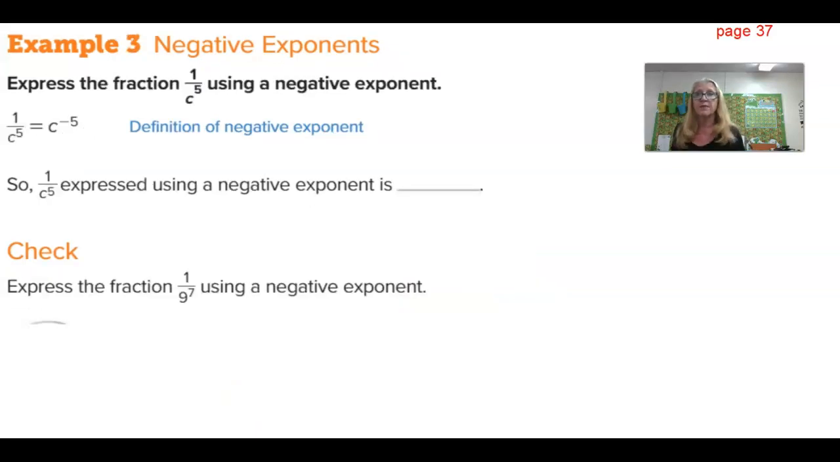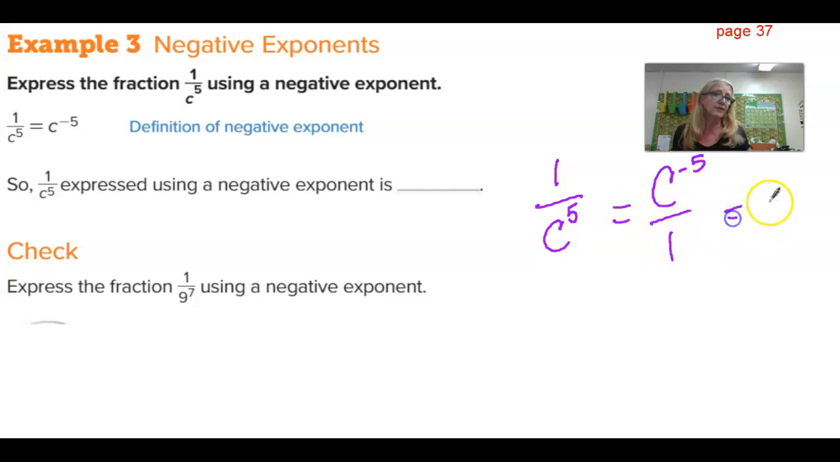Let's look at the next page. Example number 3. Now they've got that c to the 5th in the bottom and they're asking you to write it with a negative exponent. Well, if you have 1 over c to the 5th and it's in the bottom, when you move it to the top, it becomes c to the negative 5. Now we don't write this over the 1 thing, so we would just write c to the negative 5th power. Okay, so c to the 5th expressed using a negative exponent is c to the negative 5 power, which is not simplified.